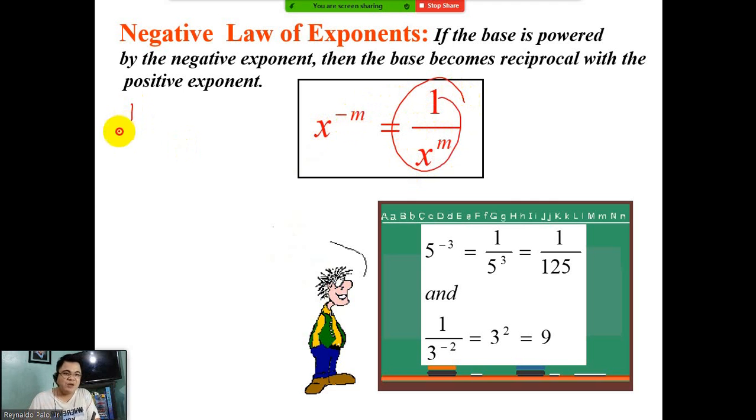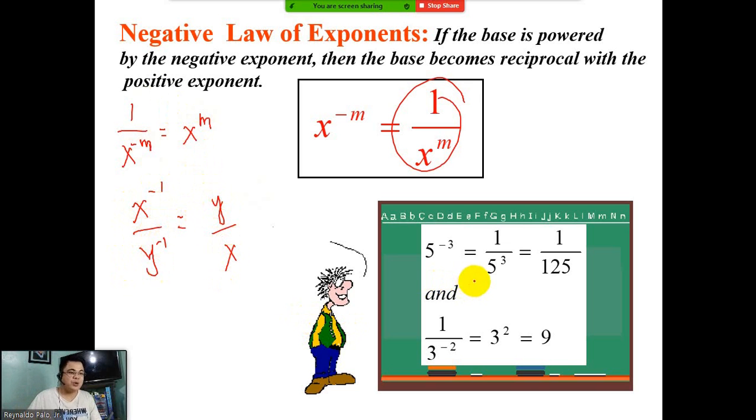Same thing if we have 1 over x raised to the power of negative m. The answer here is x raised to the power of m. We reciprocated. Then if we have x raised to the power of negative 1 and y raised to the power of negative 1, we have to reciprocate the numerator and denominator. This will become y over x.